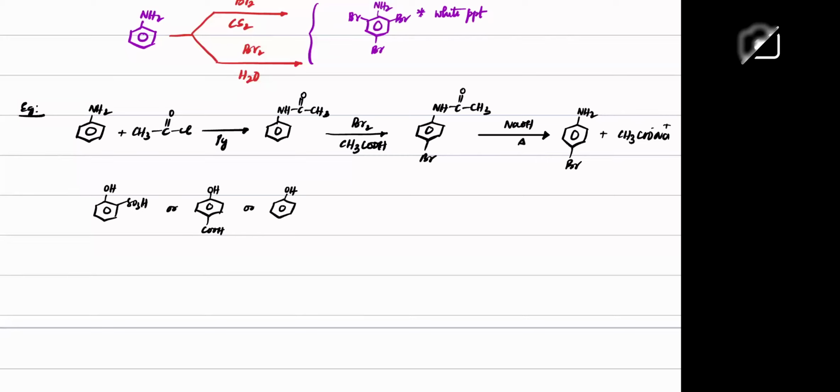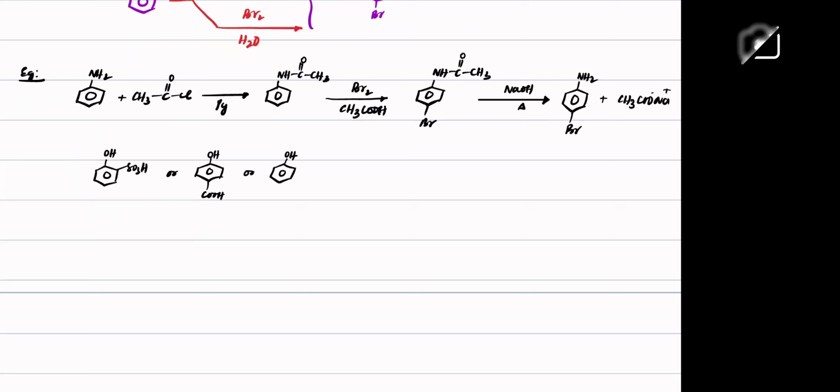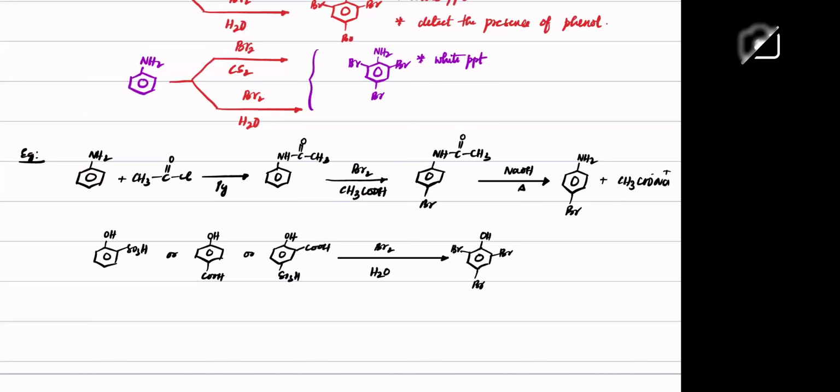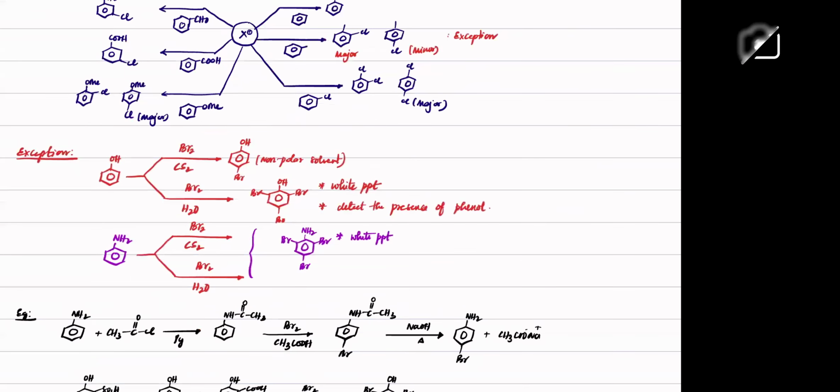By chance, if you have multiple groups like this, SO3H and COH, all of them, when you are reacting with bromine water, they all will get replaced. Ipso substitution will take place and everything will be replaced, and you will get only bromines at all three positions eventually. Got it? Now this is something that you need to understand. So these are the important reactions of halogen forms.